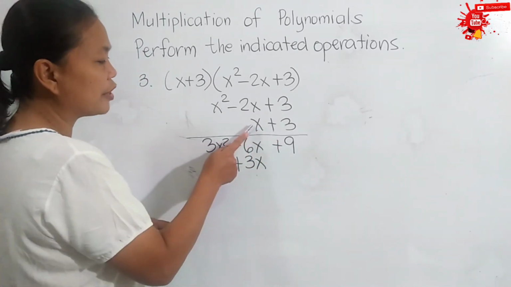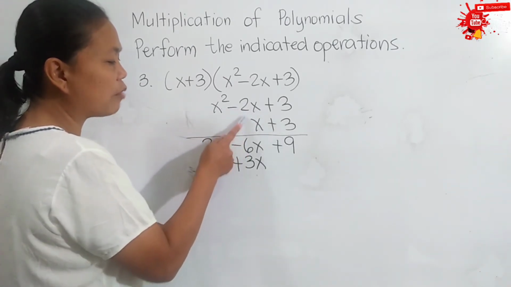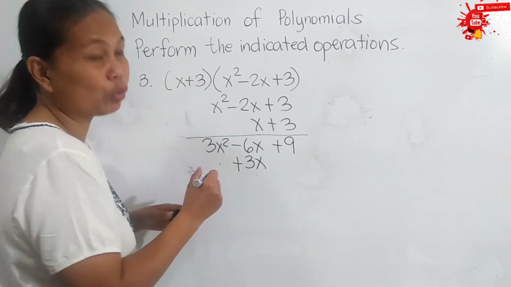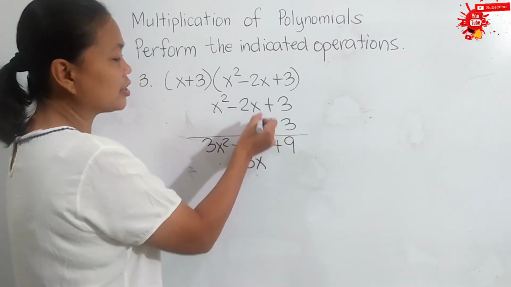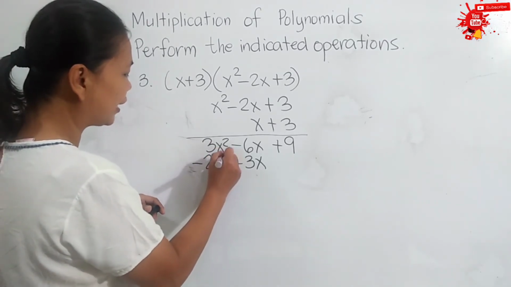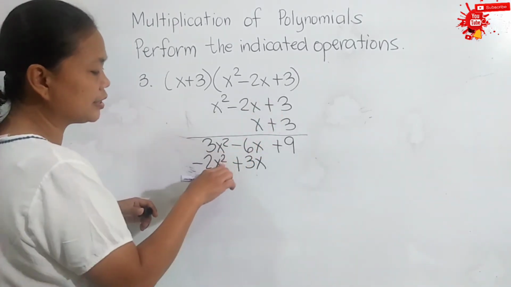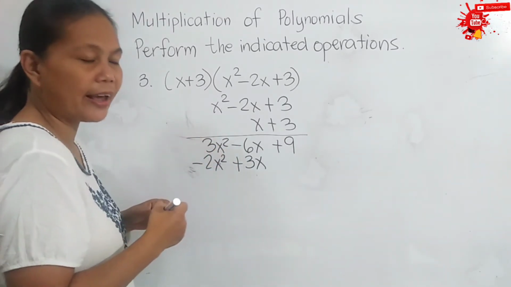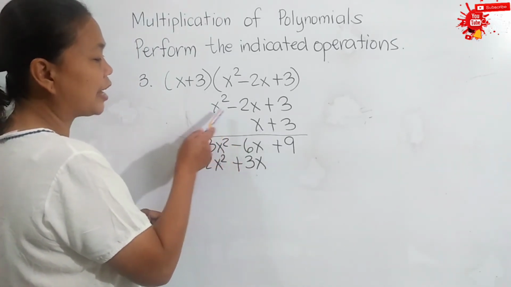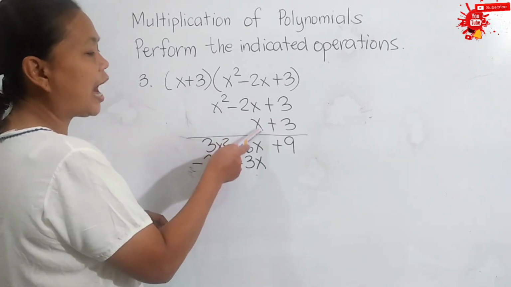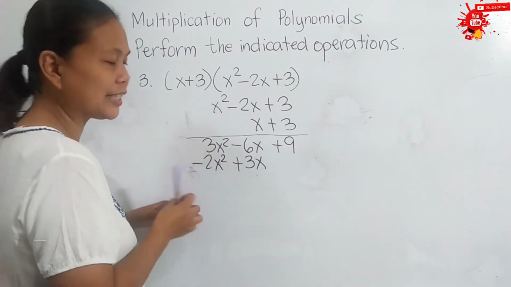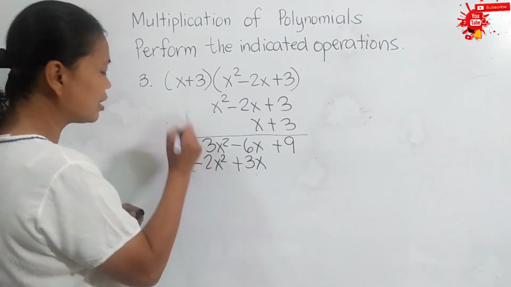Okay? Now, we have here x times negative 2x. Again, we have 1 here, so 1 times negative 2 is negative 2. Then we add the exponent of x, so 1 plus 1 is 2. So the answer is negative 2x squared. Then we align it with 3x squared because they are similar terms. And then we have x times x squared. The same base, add the exponent, so 1 plus 2 is 3. So the exponent of x is 3, and we have here x cubed.